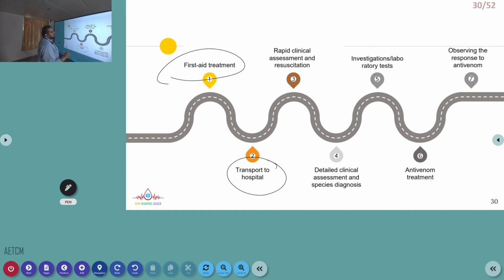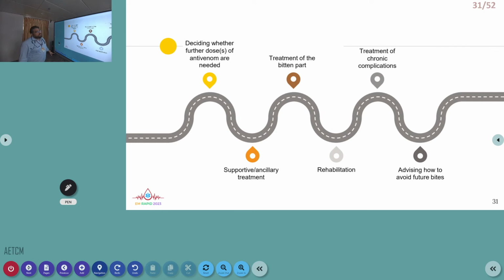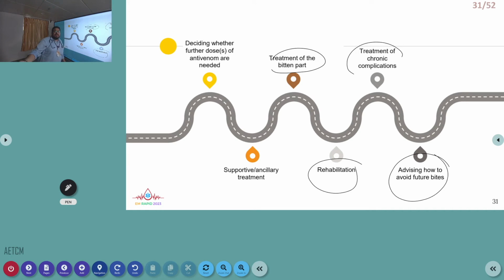So transportation to the hospital, rapid clinical assessment and resuscitation, and detailed clinical assessment for whatever we have discussed, and what are the basic investigations that you require, and most importantly anti-venom treatment, and you have to observe the patient for the requirement of further doses of anti-venom. We'll go through those. And supportive and ancillary treatment, that is again very important, and treatment of the bitten part, rehabilitation, treatment of chronic complications, and advising how to avoid further bites. Suppose you think that he is a high risk individual who is going to get a snake bite, then you need to advise on how to avoid future snake bites also.